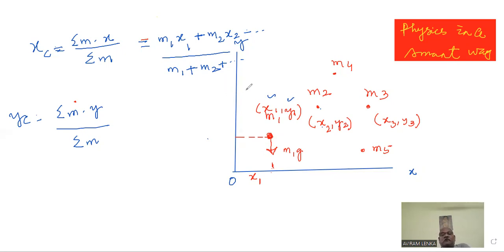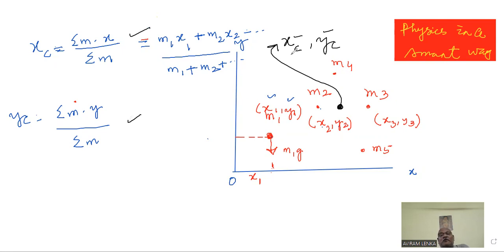So now we are increasing our difficulty. Obviously, if the masses are kept like this, the center of mass will be somewhere here, having its x coordinate xc and y coordinate yc. So how do we find xc and yc? In fact, you don't have to find anything. The same formula that you have already found out is valid.